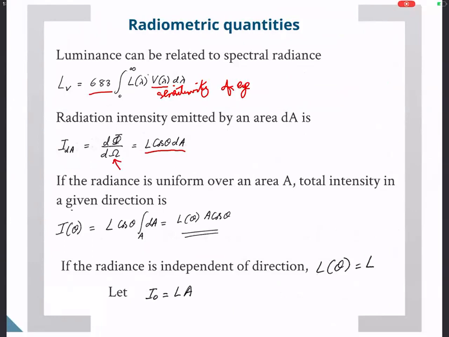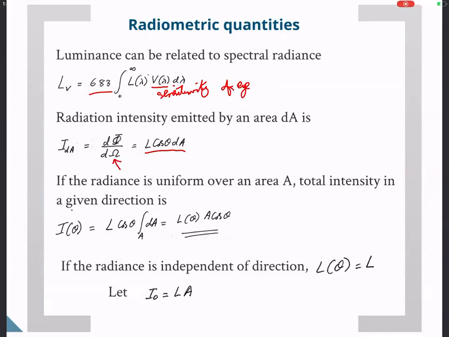Now, if you assume that the radiance is uniform over an area A, so this area of the source or the detector is uniform, or the radiance is uniform. So in other words, the source is far away from a detector. This is the case of the sun, for example. Then total intensity in a given direction is simply that integral. And this cos theta simply comes out of the integral because you're simply integrating the area A, and then you get L cos theta A.